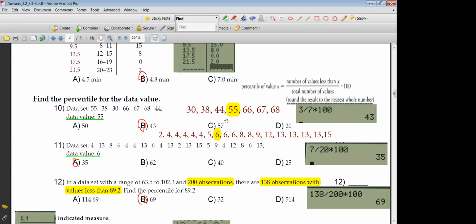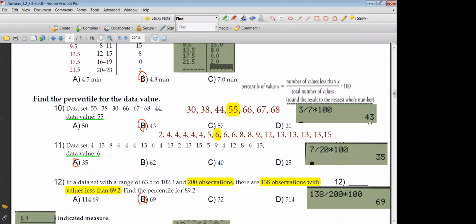My target number is 55. There were 3 numbers that were smaller than 55, because the first thing I did was to order them. And then it says, divide the number of numbers less than your target number by the total number of numbers. Well, guess what? There were 7 numbers here. So it's 3 divided by 7. And the formula tells me to take that fraction and multiply it by 100. Well, 3/7 times 100, I came up with 43.